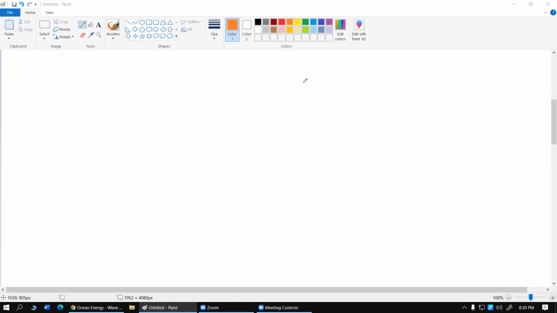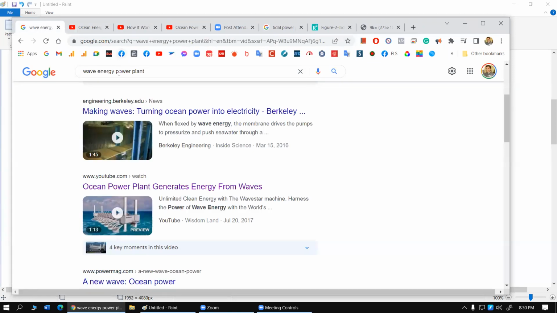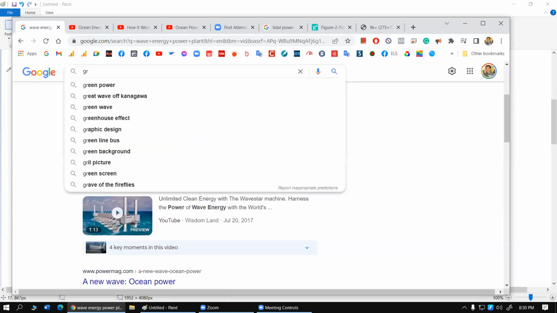One of the very simple designs for the geothermal plant looks like this. Let me just show you a geothermal power plant's figure.